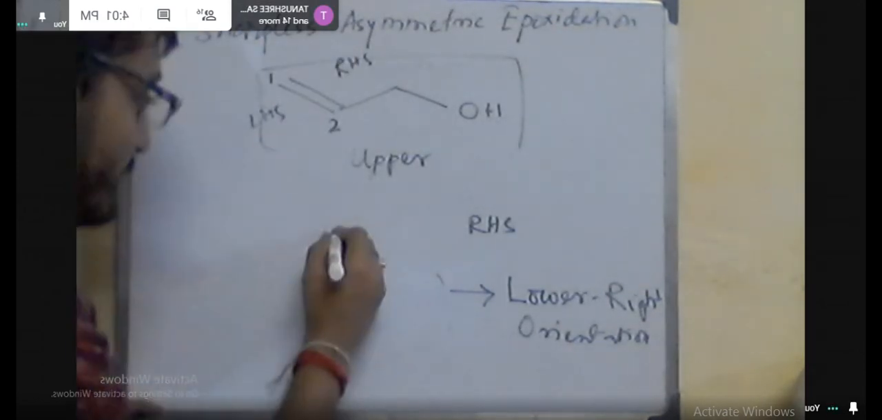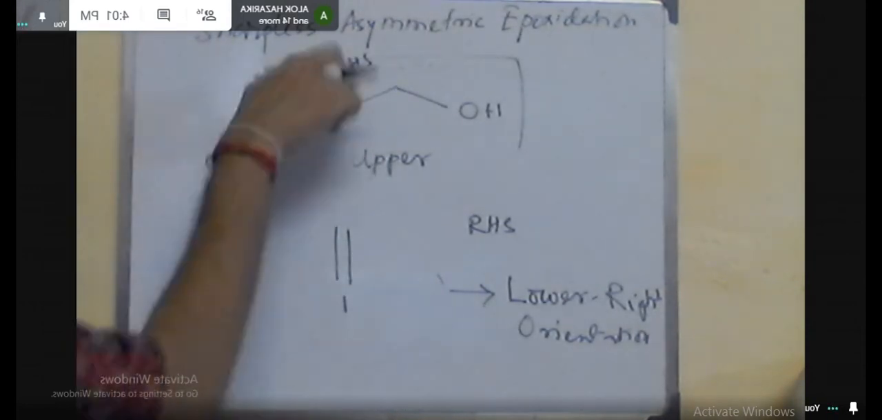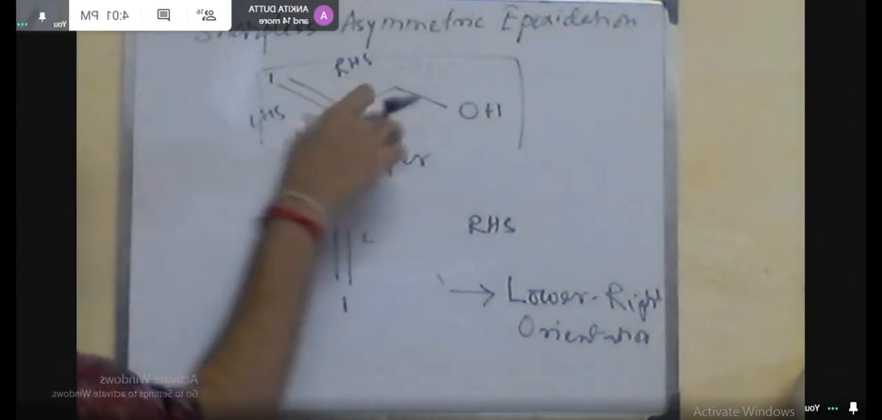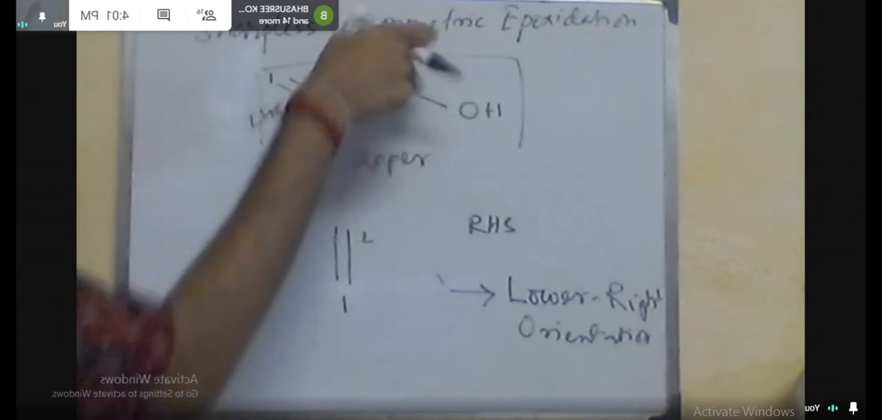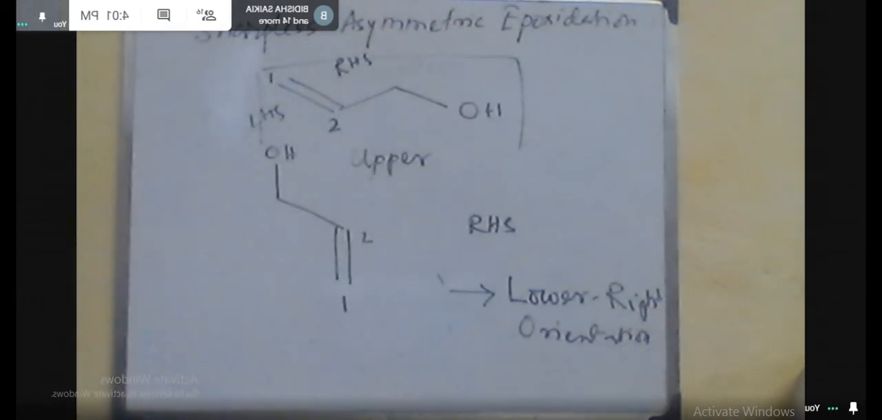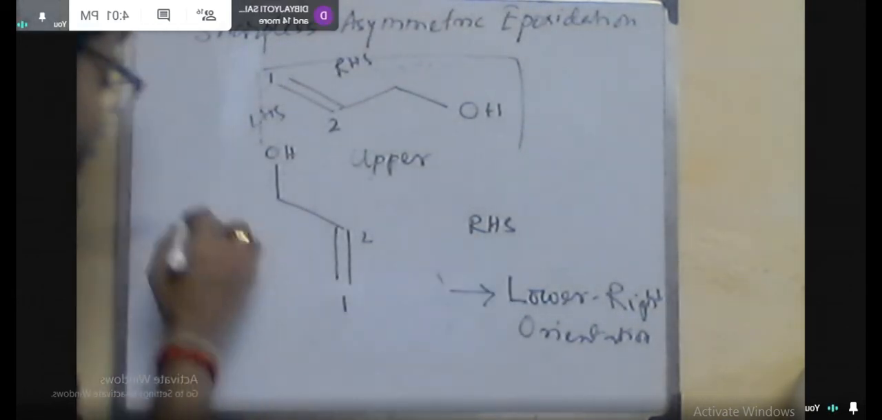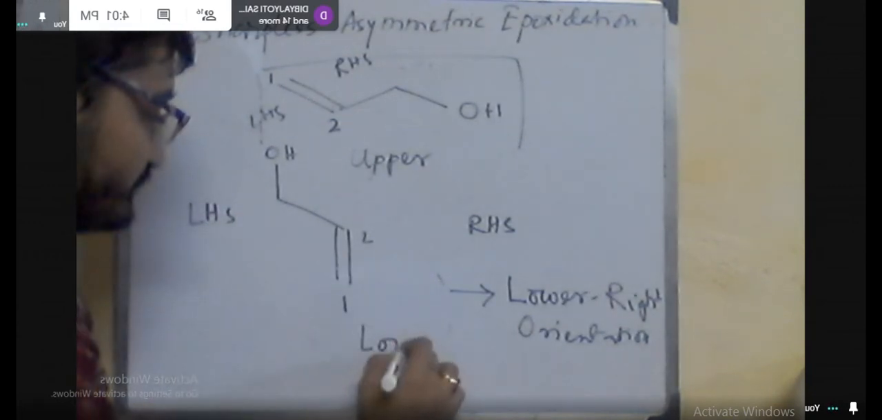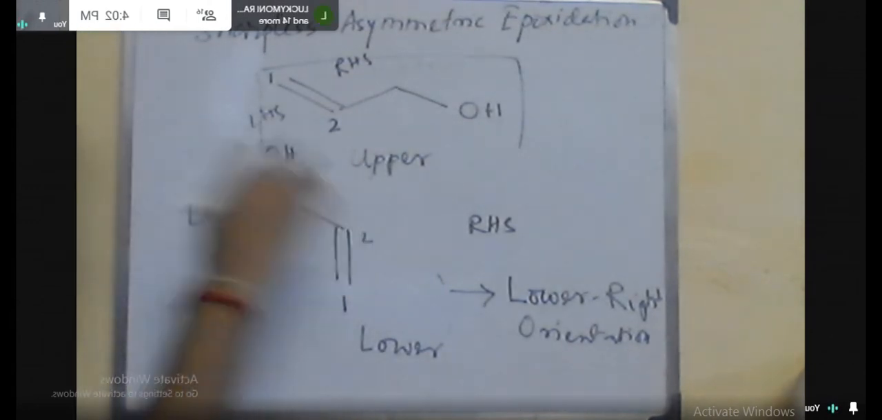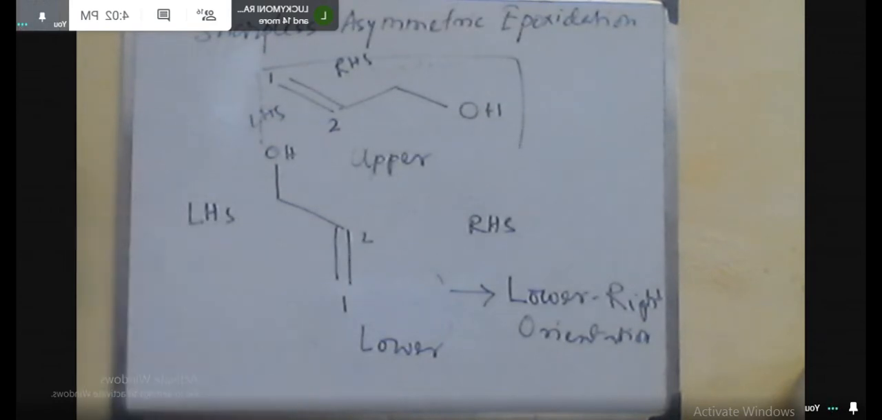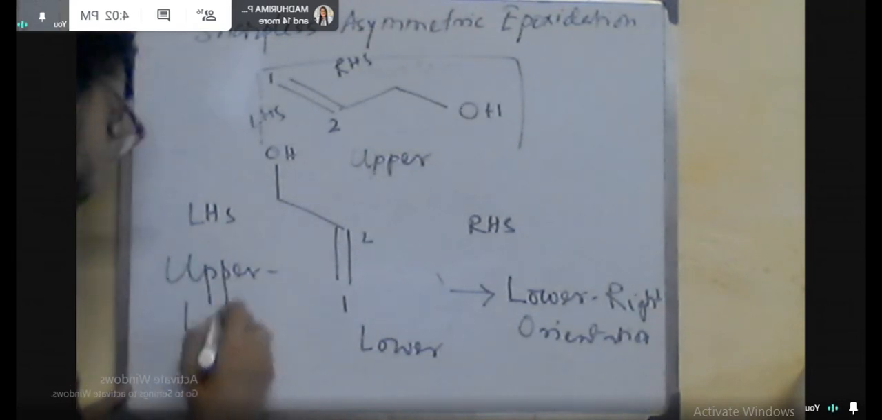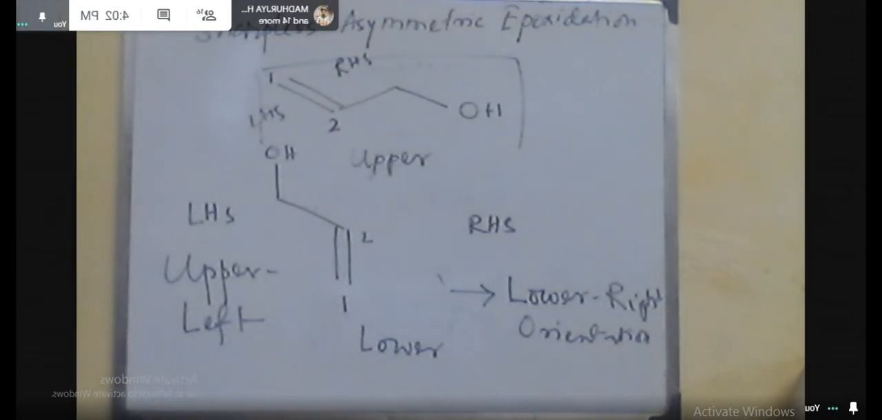Here you can see that the allyl bond is attached at the upper position of the double bond. So here we will mention it as the upper left orientation. If the allyl bond orientation is equivalent, basically you can show either in the lower right position depending upon the position of the allyl bond, or you can show it in the upper left position.